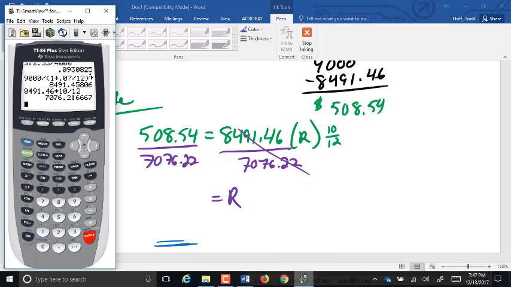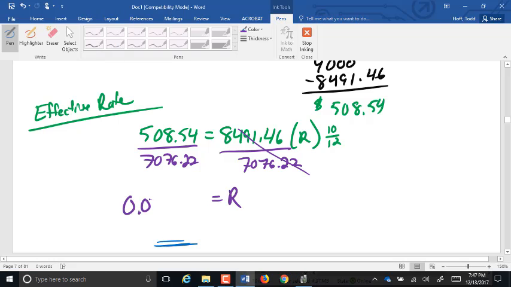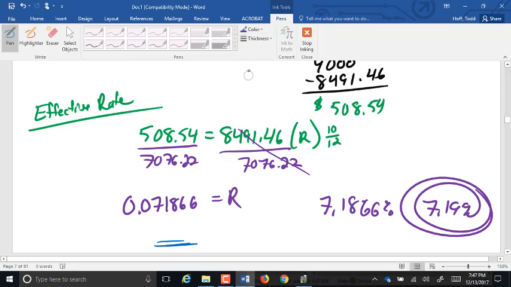Now what I'm going to do is the 508.54 divided by that previous answer, which is the 7076. That way I get all those decimal places in it. 0.071866, which is 7.1866% or 7.19%, is the effective rate. What y'all think? Good stuff?